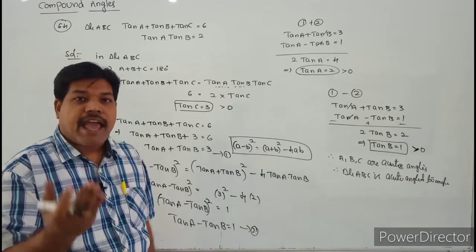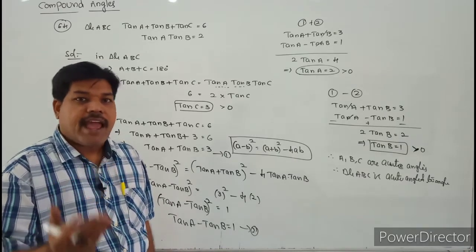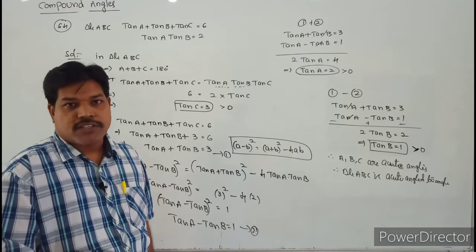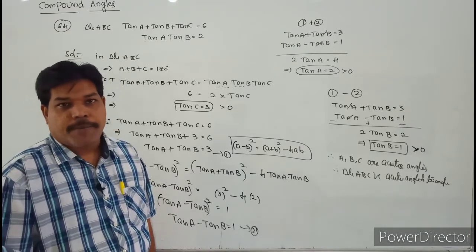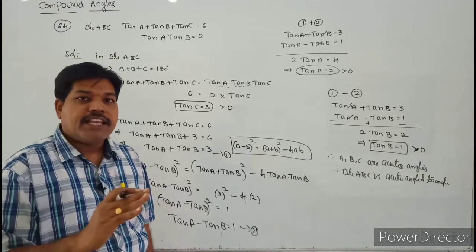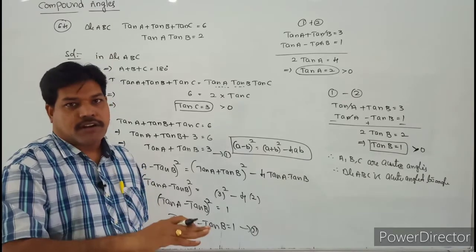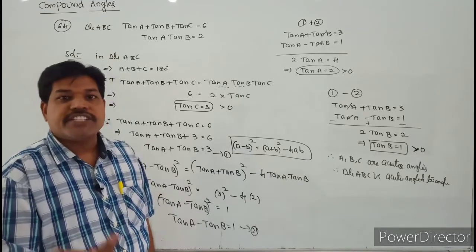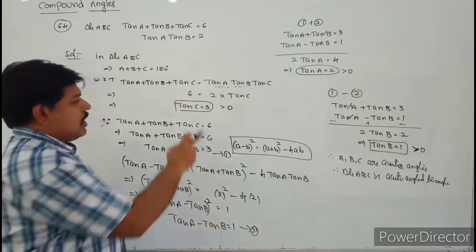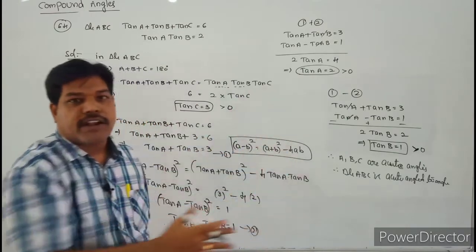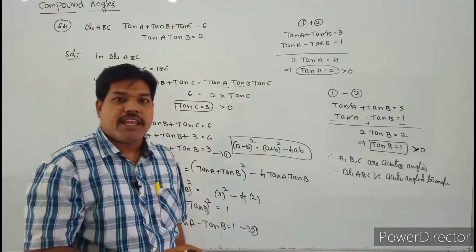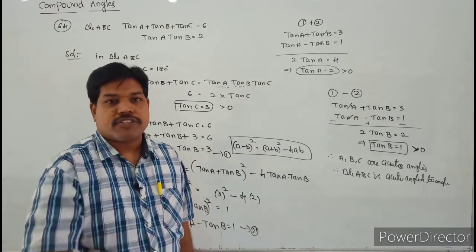A, B, C are the angles of the triangle, so every angle is less than 180. That means every angle lies in between 0 to 180 only. If the angle is negative, it is in the second quadrant. If the angle is positive, it is in the first quadrant. So here tan A is positive, tan B is positive, and tan C is positive. All the tan values are positive, meaning all the angles are in the first quadrant only.